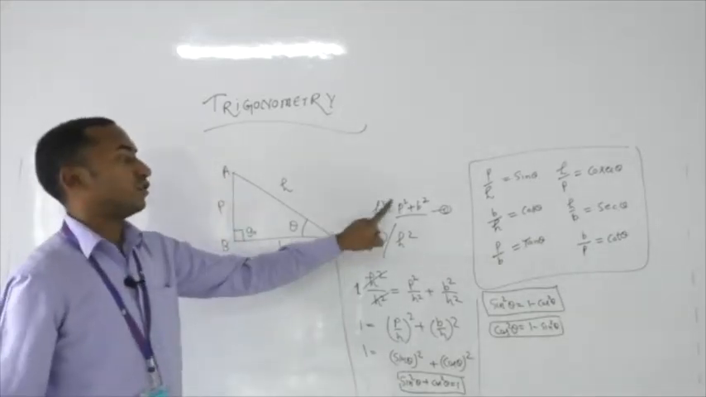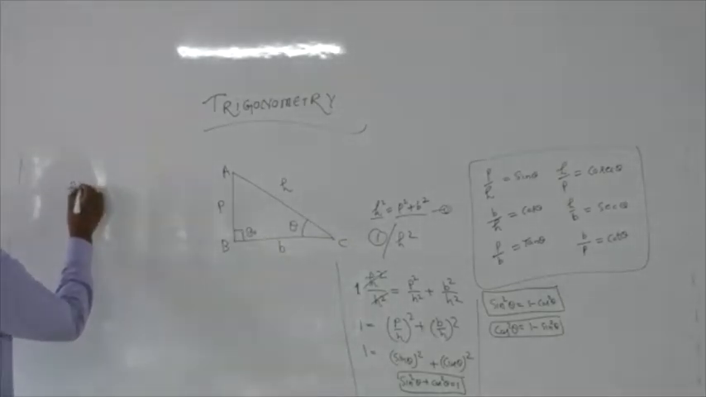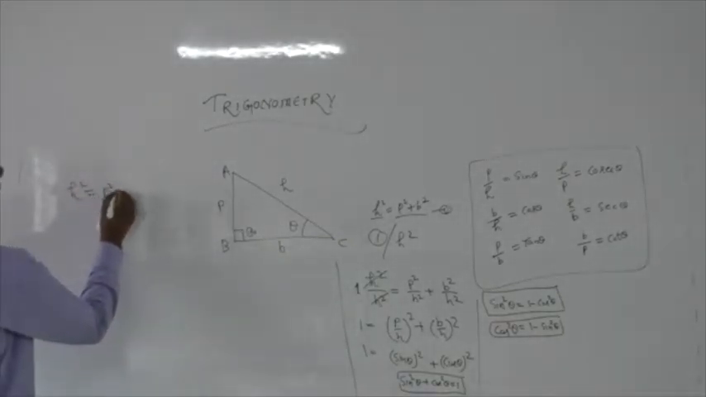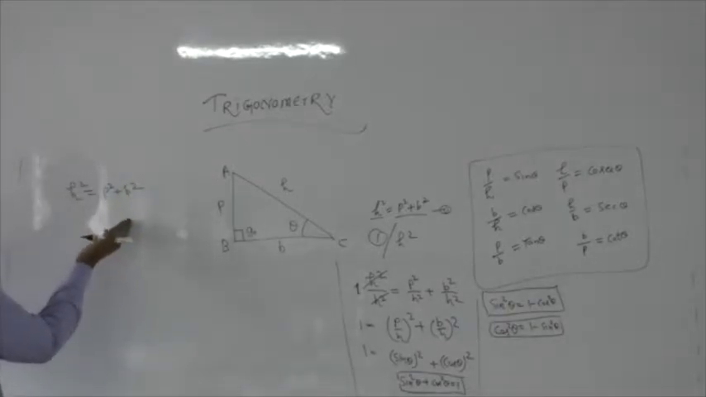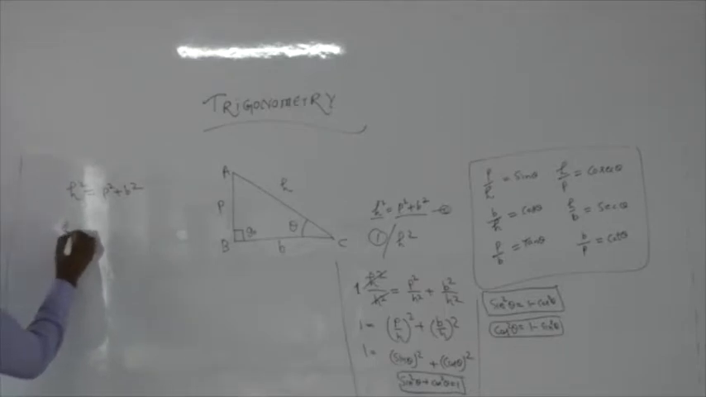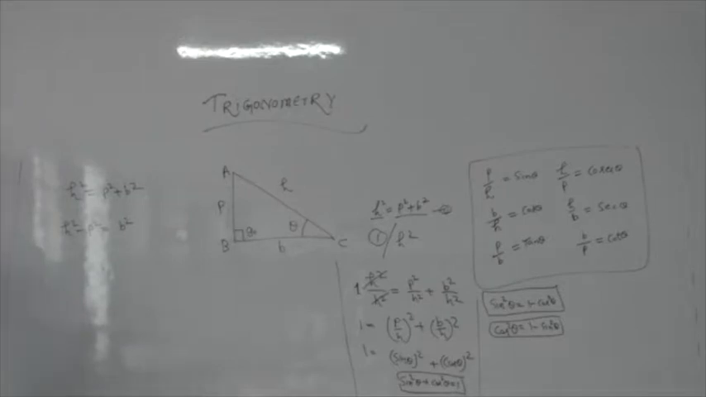So hypotenuse square is equal to perpendicular square plus base square. Again use the same identity: H square is equal to perpendicular square plus base square. Now transpose the perpendicular square to the left hand side, so you will get hypotenuse square minus perpendicular square, and the remaining is base square. You know this formula, this is the Pythagoras Theorem. So you will get hypotenuse square minus perpendicular square is equal to base square.